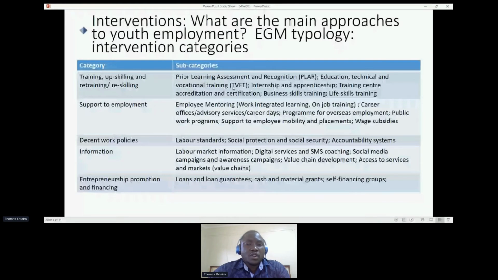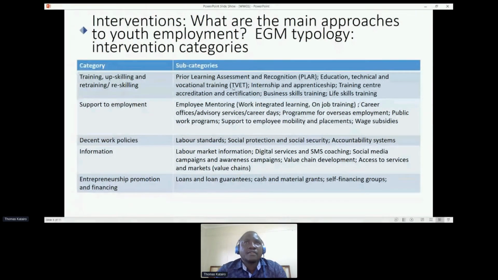Then we're also looking at support to employment, and this mainly looks at whether the youths are getting the necessary help in order to get employment. So you think of things like employee mentoring when they go from school to work, things like public work programs that help them to get skills. And then we have things like decent work policies, which look at social protection, labor standards, and policies at national levels. Then we have information, whether the youths are getting the right information, for example, labor market information, what is out there.